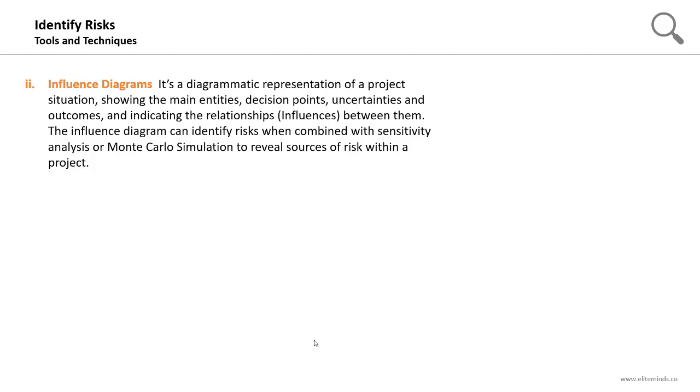Influence diagrams are also tools used in risk identification. It can be defined as a diagrammatic representation of a project situation, showing the main entities, the decision points, uncertainties, and outcomes, and indicating the relationships or the influences between them. The influence diagram can identify risks when combined with sensitivity analysis or Monte Carlo simulation to reveal sources of risk within a project. Sensitivity analysis and Monte Carlo simulation are techniques used in the quantitative risk analysis process, and we will be covering them later on in this course.